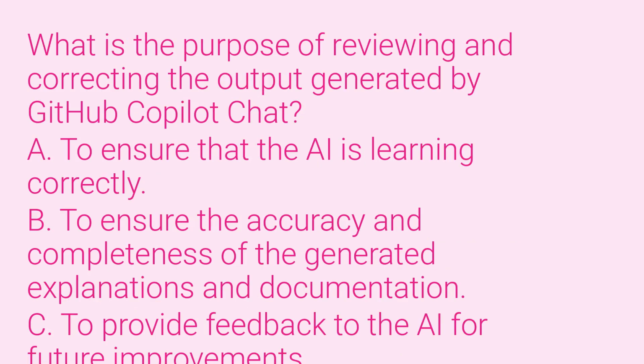What is the purpose of reviewing and correcting the output generated by GitHub Copilot Chat? A. To ensure that the AI is learning correctly. B. To ensure the accuracy and completeness of the generated explanations and documentation. C. To provide feedback to the AI for future improvements. D. To test the AI's capabilities. Answer. B. To ensure the accuracy and completeness of the generated explanations and documentation.